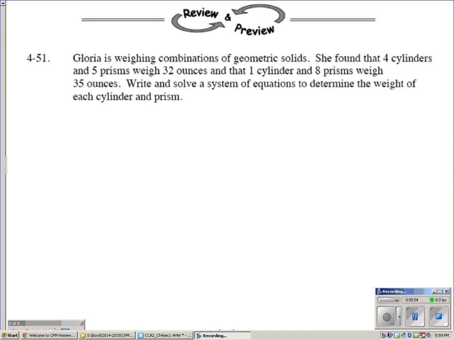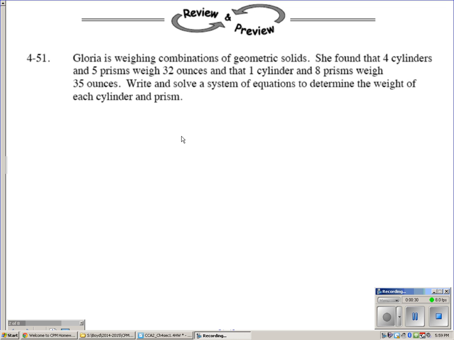Problem 4-51. Gloria is weighing combinations of geometric solids. She found that 4 cylinders and 5 prisms weigh 32 ounces, and that 1 cylinder and 8 prisms weigh 35 ounces. Write and solve a system of equations to determine the weight of each cylinder and prism.